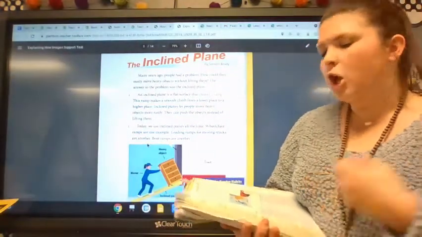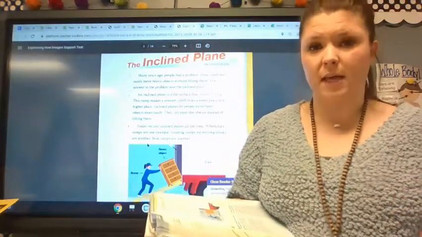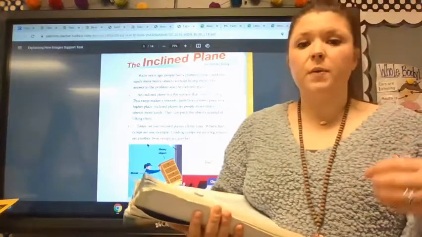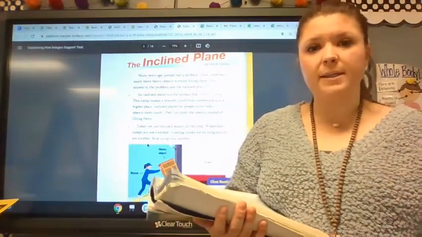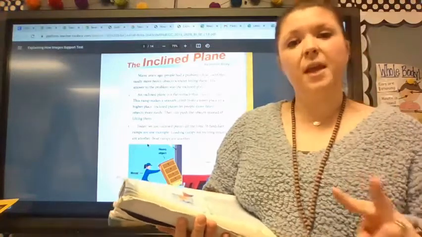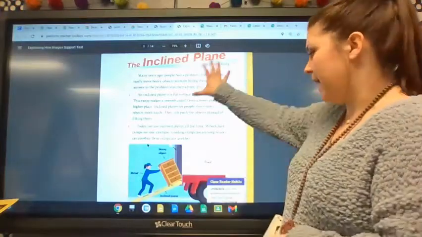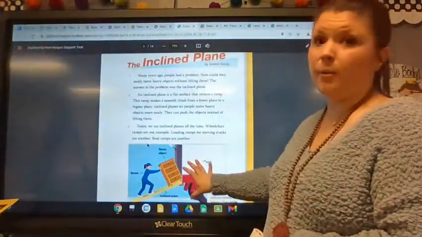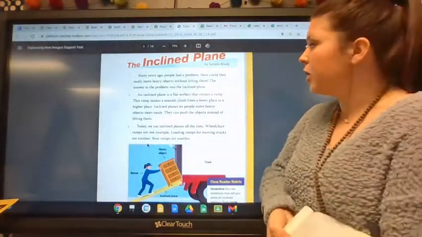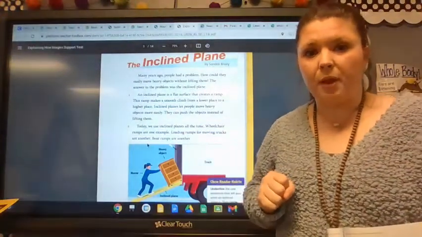It's like a ramp. You probably already know some examples of inclined planes or ramps that you've seen that make things easier, okay? So what we're going to do is first read through this article just to get information on what the author says. Then we'll read through this text again to understand more about how the text and the image support each other or work together, okay?